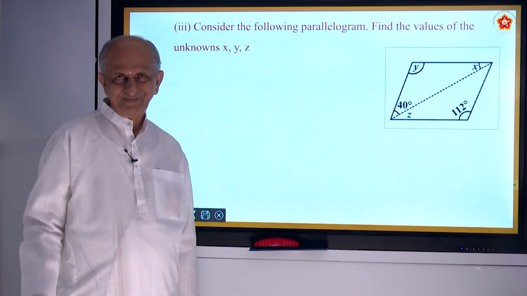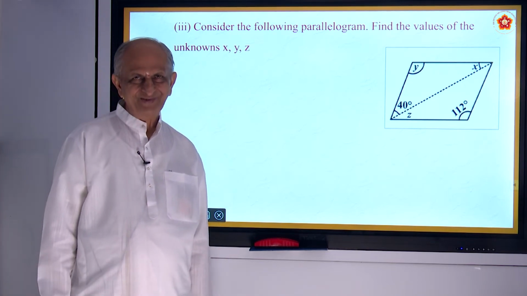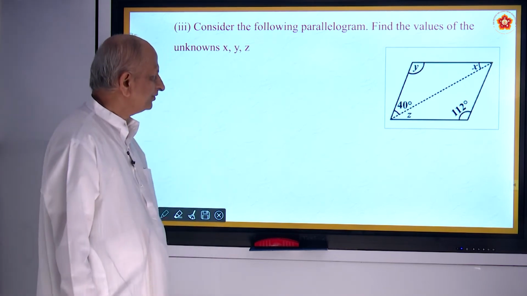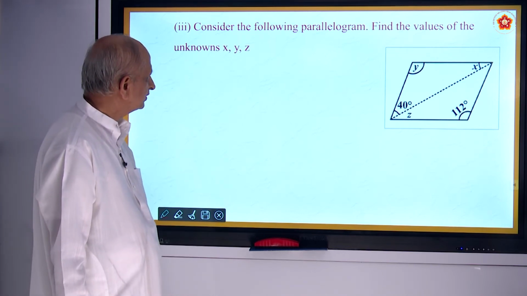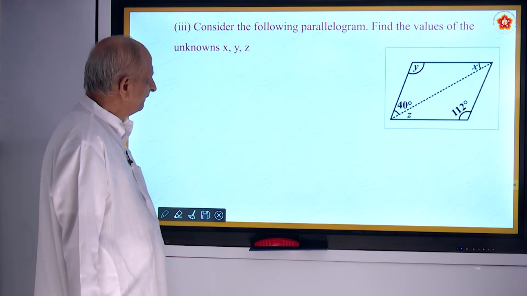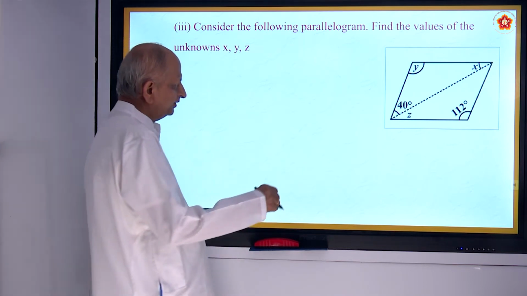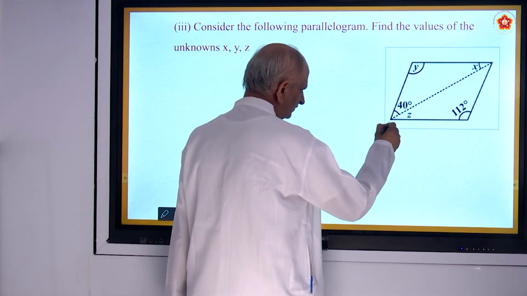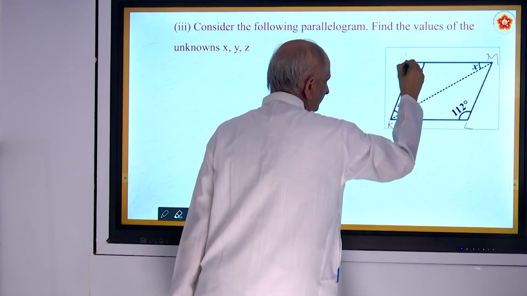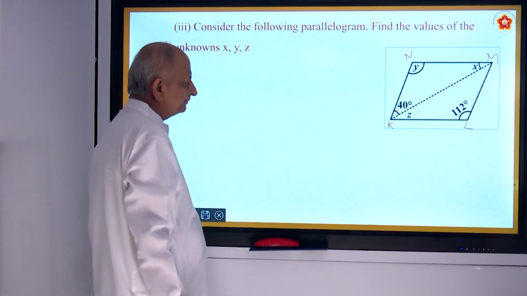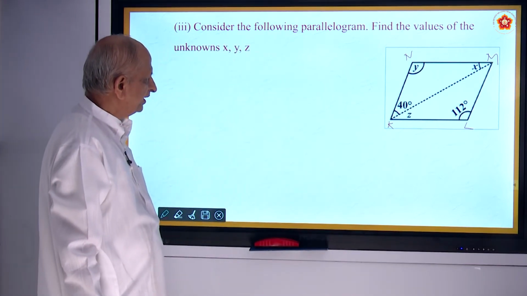Anybody done this problem? Some have done, right? If you know the property, it is easy, there is nothing to worry about. Consider the following parallelogram, we will call it KLMN, any name we can give. Every time we are giving ABCD, now we will call it KLMN. You are asked to find the value of x, y, z.